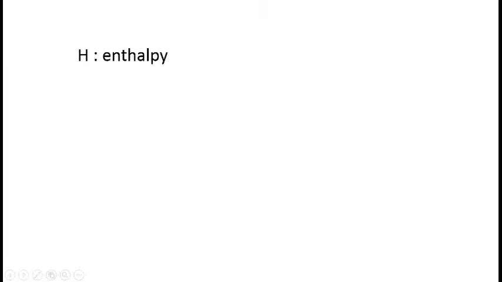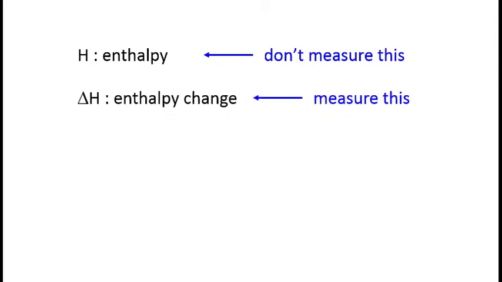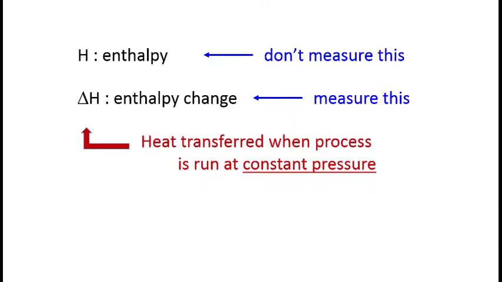Enthalpy is given the symbol H, but we don't actually measure the enthalpy of a material. Rather, we measure the enthalpy change of a process, and the enthalpy change is given the symbol delta H. Again, this is the heat transferred between system and surroundings when a process is run at constant pressure.